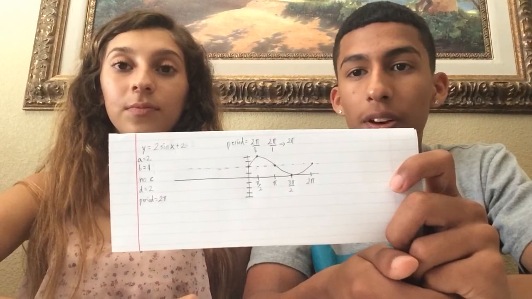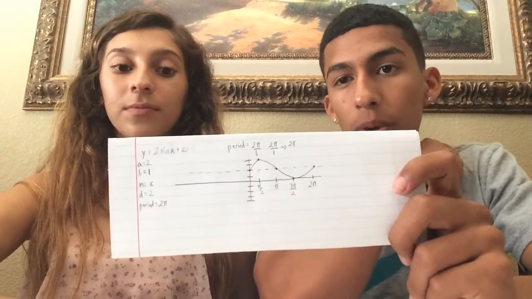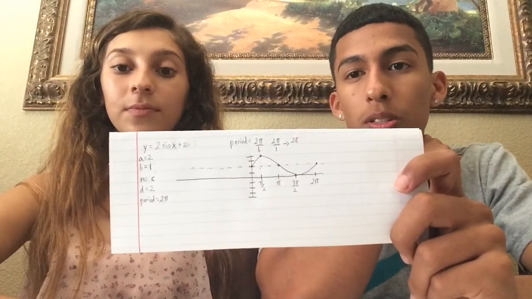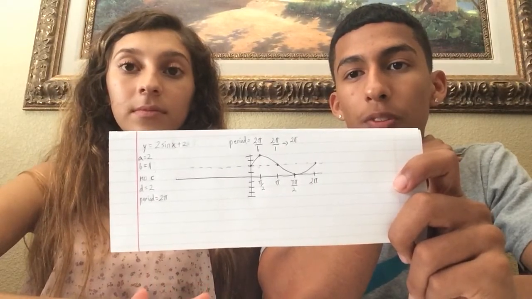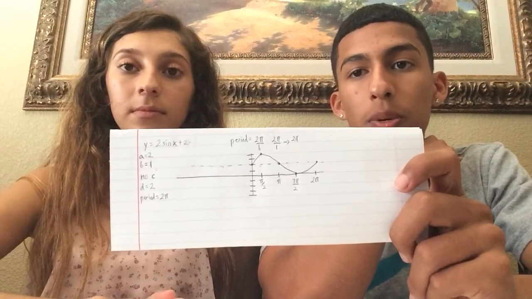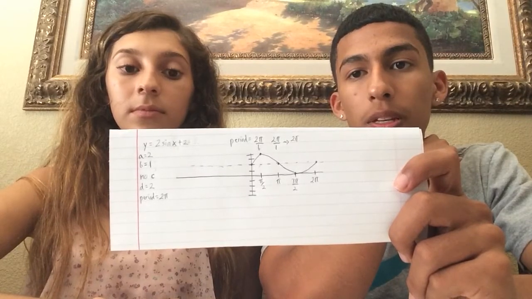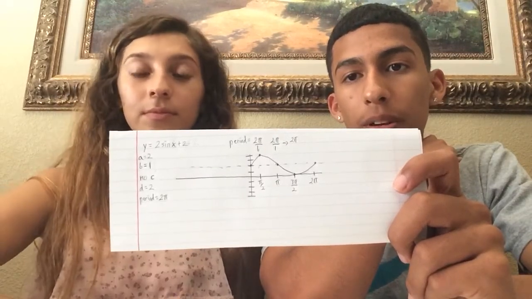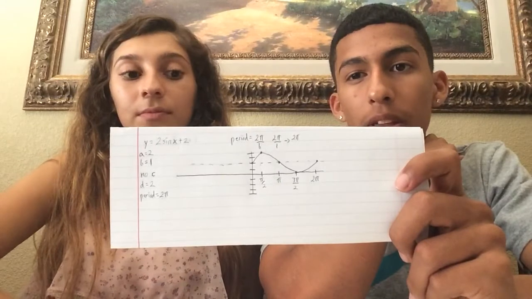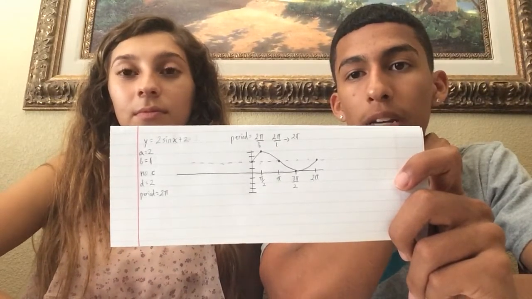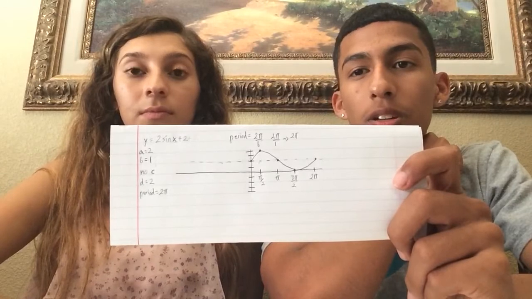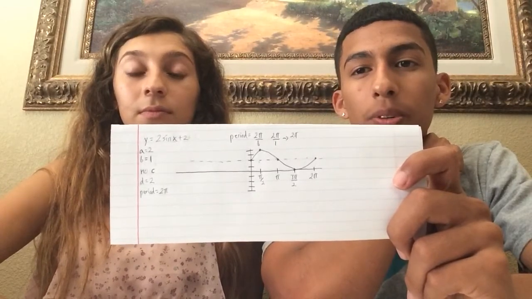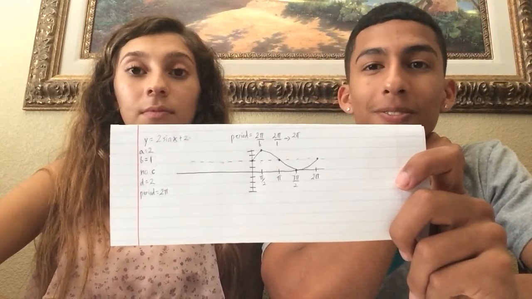As you can see from the graph, the equilibrium was raised by 2. Our amplitude is 2, since the points are 2. The first point is 0, the next point is 2 up, the next point is equilibrium, and the following point is 2 down. The period is 2 pi, so we split it into 4, and there are 5 points, as you can see. This is our example of a sine graph.